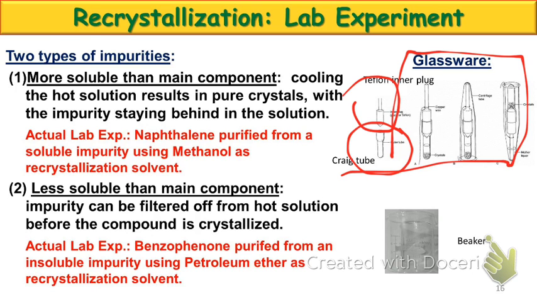For the second part, it's a lot easier because we'll do the recrystallization in a beaker instead of in that fancy microscale glassware system. And in that case, you're going to purify benzophenone from an insoluble impurity, using petroleum ether as your solvent. What you should be able to do is go back to each of these and decide when you should be filtering it. Should it be hot? Should it be cold? Based on what we just talked about.